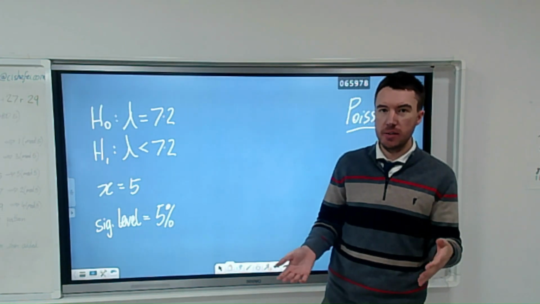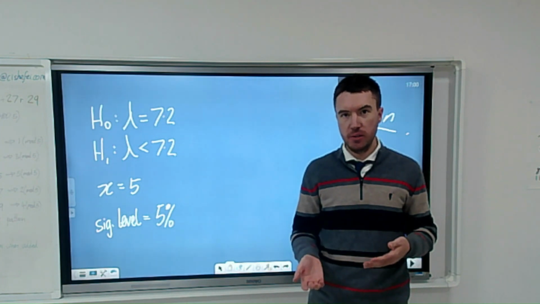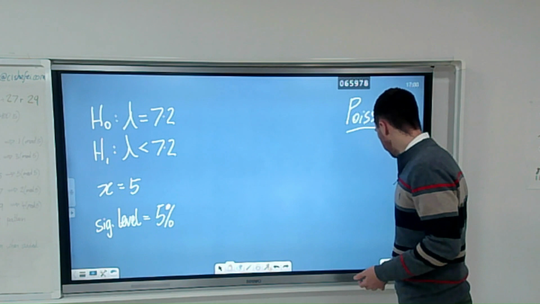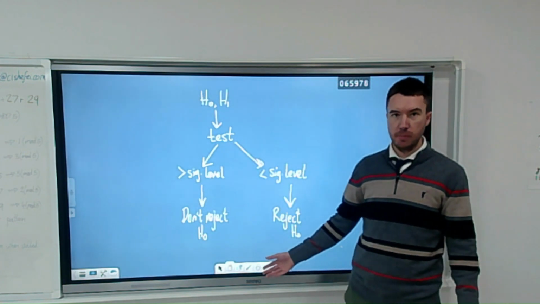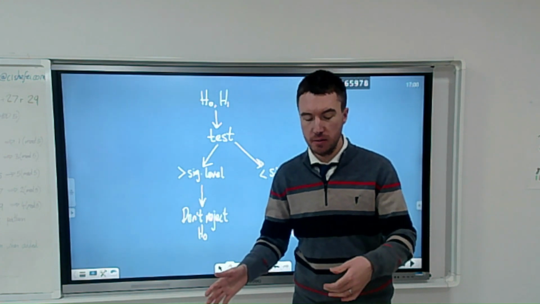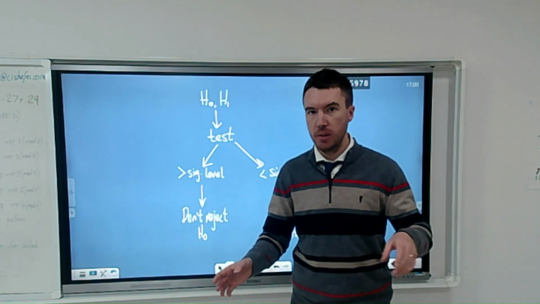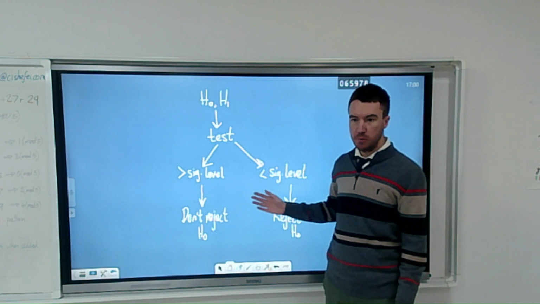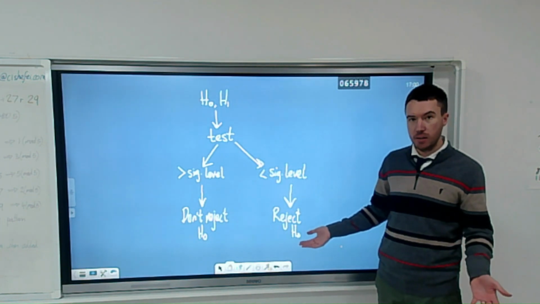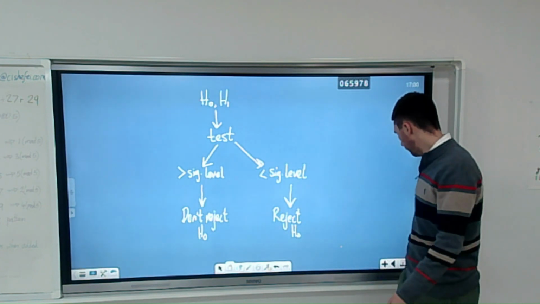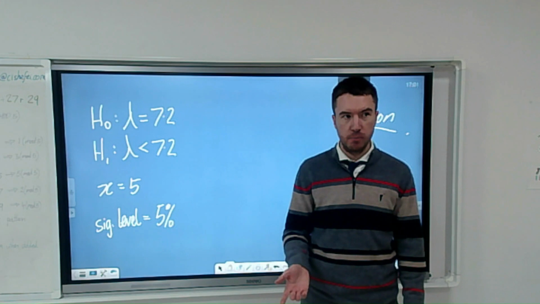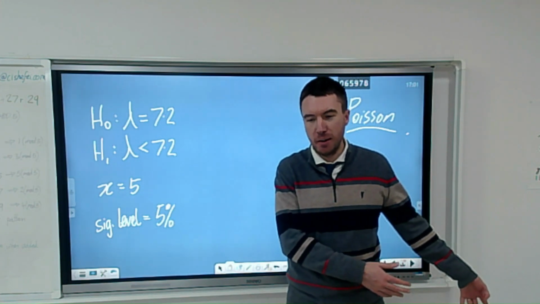Okay, now we're going to look at an example with the Poisson distribution. The good thing about this is we follow the exact same strategy. We state our null and alternative hypothesis. We do a test, assuming the null hypothesis is true. We see if that test was above or below the significance level, and we reject or don't reject the null hypothesis based on that. The only slight difference is in our calculation, but we're using a calculator for that anyway.